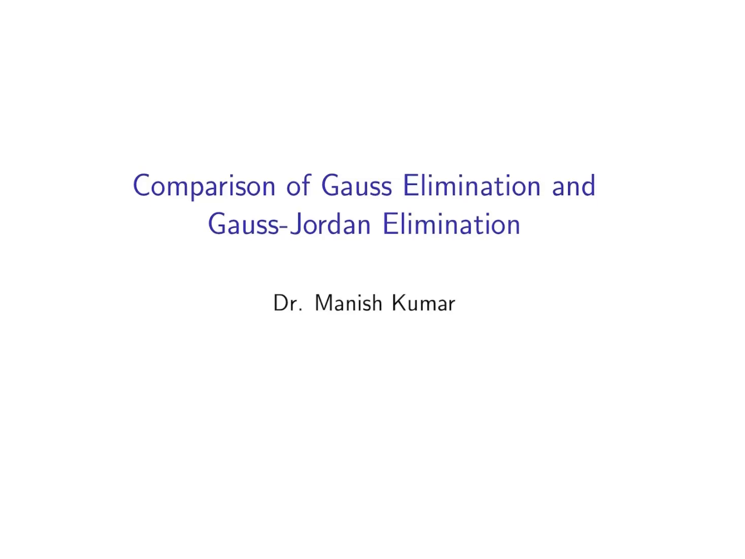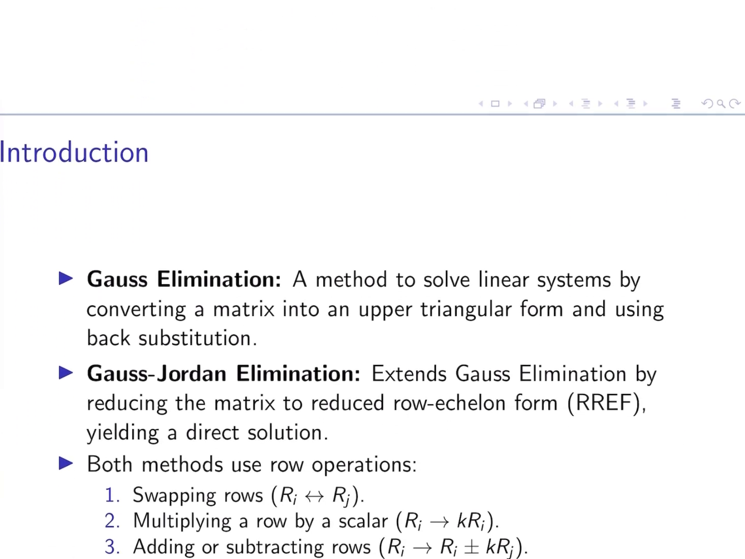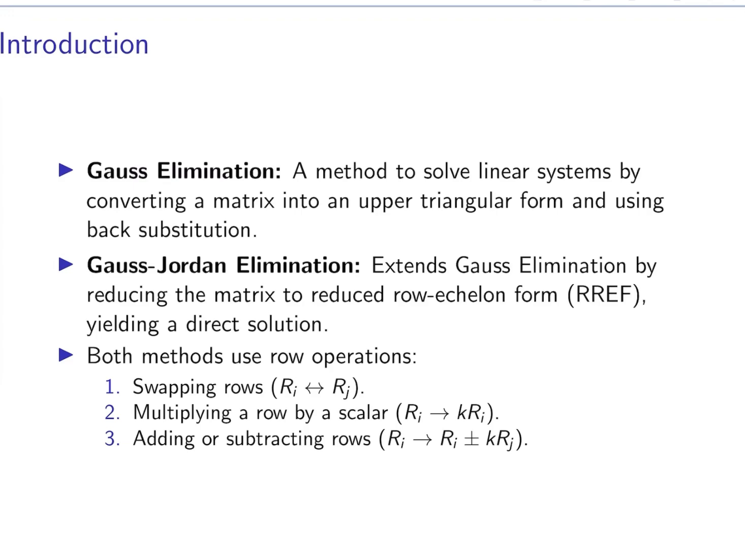Now in this lecture we are interested to discuss the comparison between Gauss elimination and Gauss Jordan. As an introduction, Gauss elimination method is a method to solve a linear system by converting a matrix into an upper triangular form. This is a very important key point. Okay, and then we use back substitution.